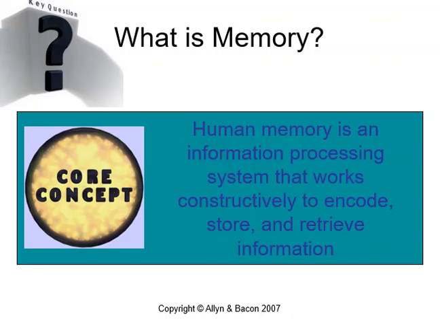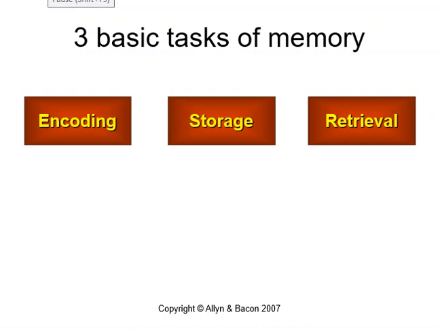All right, so when we talk about memory in psychology, memory is a system that works to encode, store, and retrieve information. So this deals with how do we take in information, where does it get stored in the brain, and how can we get that information out when we need to use it to make sense of the world around us. So we talk about three basic tasks of memory: encoding, storage, and retrieval. Each of these has a job and a task that has to deal with memory.